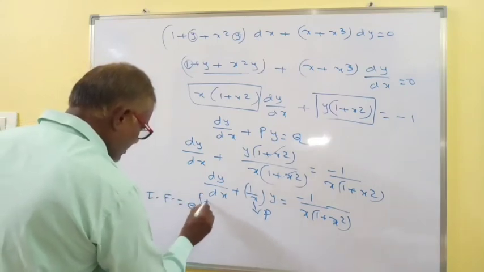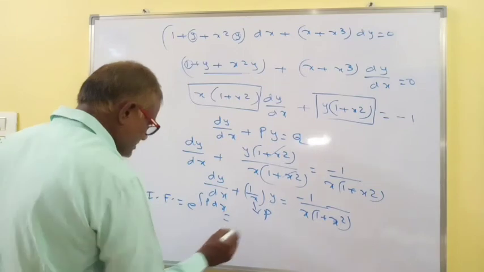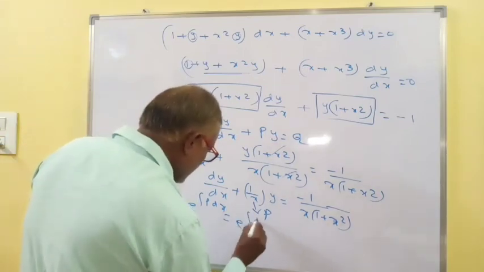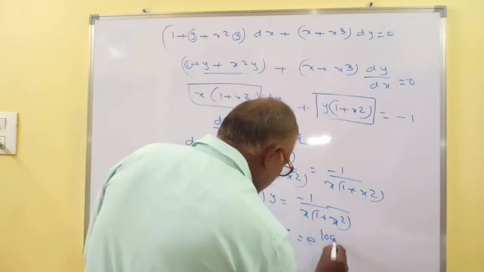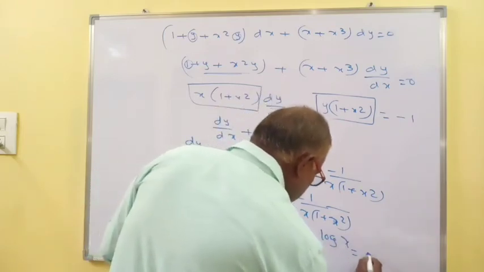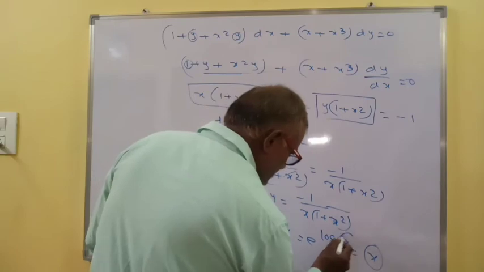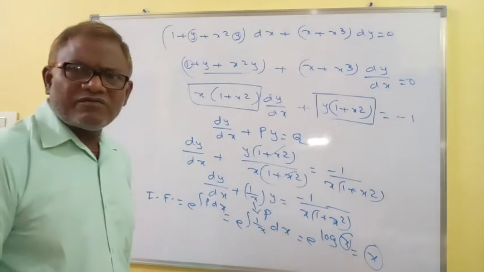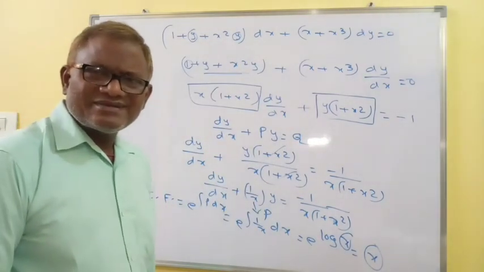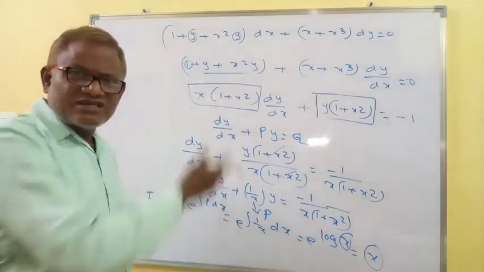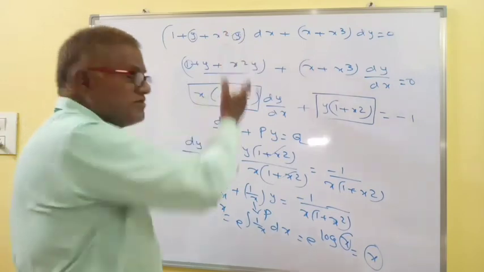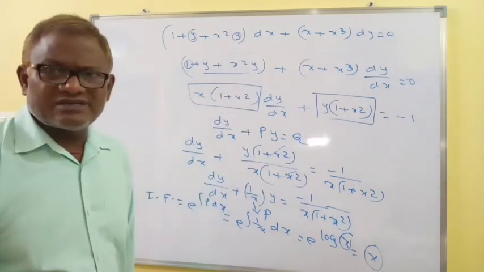Therefore IF is equal to e power integral p dx, that means e power integral 1 by x dx, that means e power log x. So the answer is x, because e power log f of x equals f of x. Okay, so you see, this question was given in the previous MSET examination.